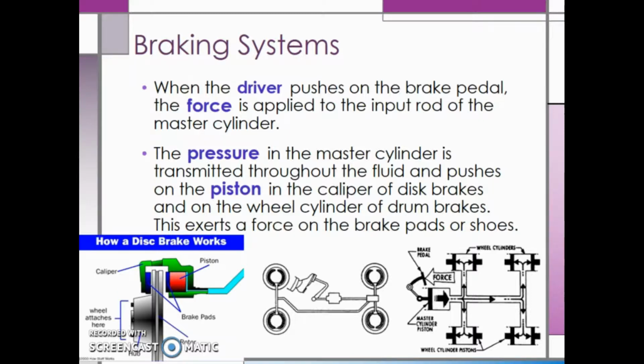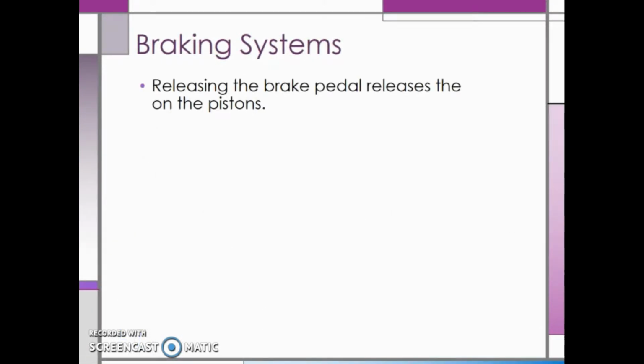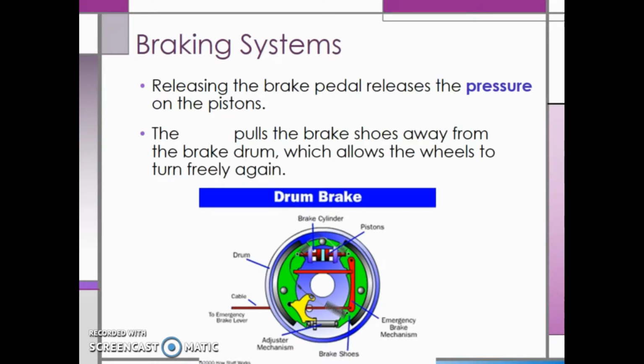With drum brakes, the wheel cylinder is actually a dual piston. When you release the brake pedal, this releases the pressure on the pistons. A spring pulls the brake shoes away from the brake drum, which allows the wheel to turn freely again.